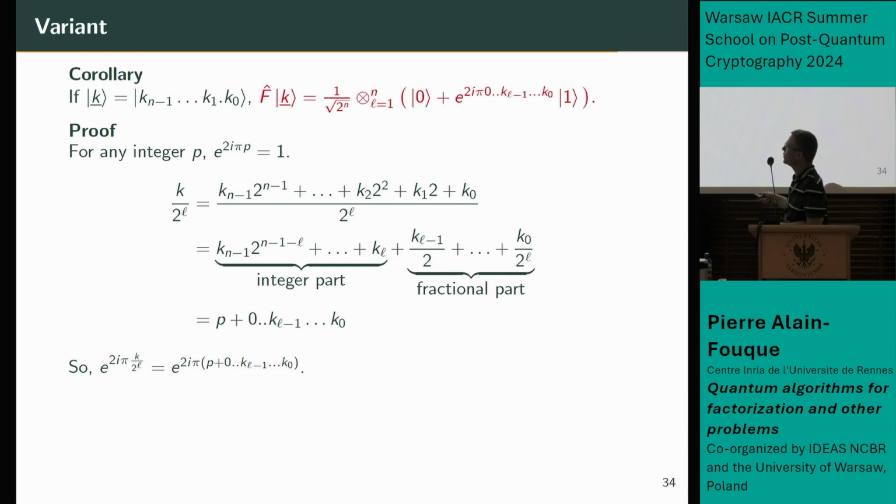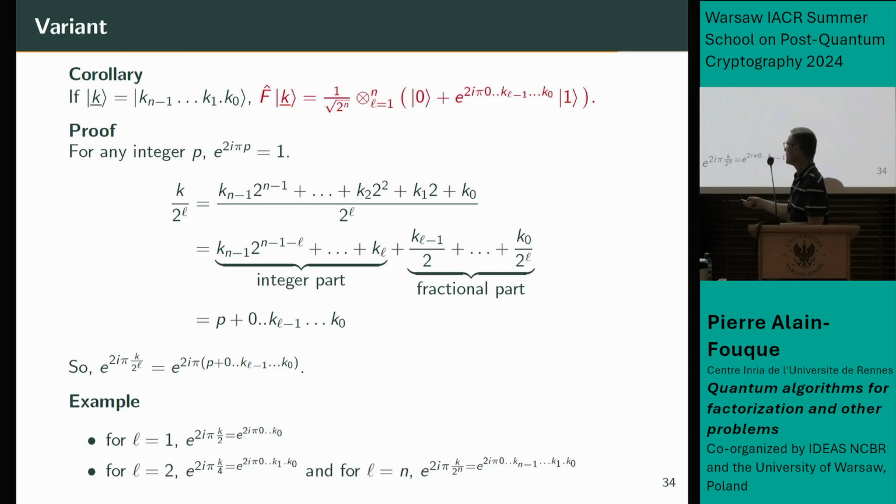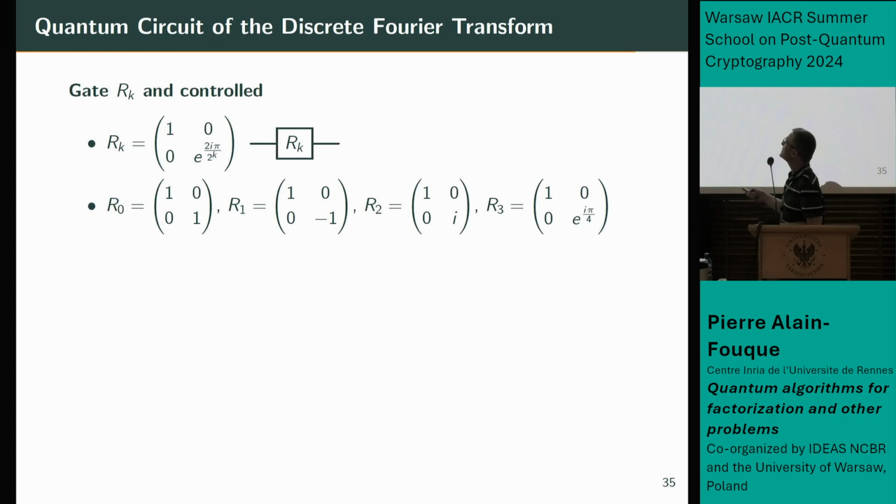And when I develop this value, I get e to the 2 i times pi times p. Since p is an integer, this value will be 1, and so at the end, only this value matters. This is why this value is important. I showed you how it works for some value L, and then let me show you that it works. So in fact, you can implement this.